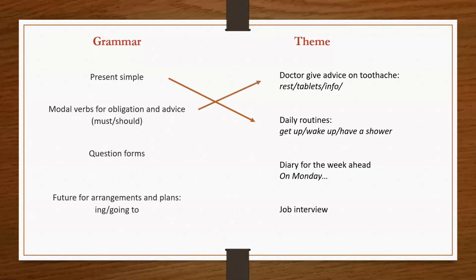Obligation advice, yeah, doctor. Where would you go to get advice? It could be an agony aunt, but it's more likely the day to day doctor. Question forms: job interviews are great for question forms, present, past, and future. And future arrangements, yeah, a diary. The week ahead. Super. Great.